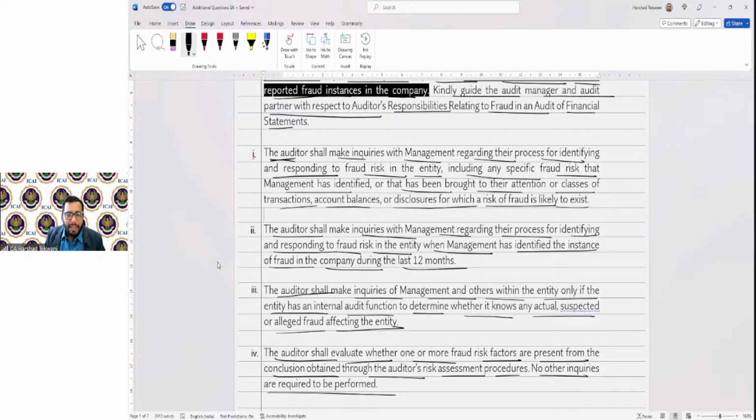The auditor shall make inquiry with management when the management has identified an instance of fraud in the company during the last 12 months. No. It means if there is no instance of fraud reported, I'm not required to perform any inquiries. There could be a chance that management's controls are not that good, that they were not able to detect any fraud. That doesn't mean that everything is going well. So incorrect.